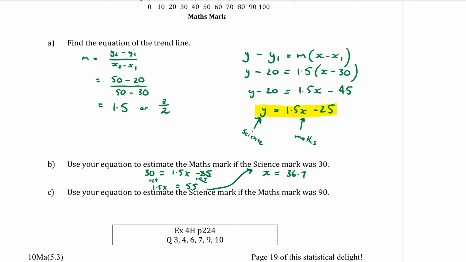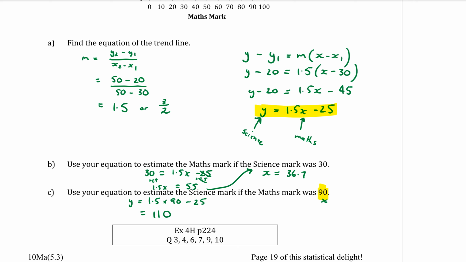Yeah? One more, part C. Use your equation to estimate the science mark if the maths mark was 90. So that 90 is now going to be the x, because maths is the x one. So we sub that in. y equals, the formula was 1.5x, so 1.5 times 90 minus 25. Luckily, there's no rearranging for that one. We just type that in our calculator, and that's a mark of 110.